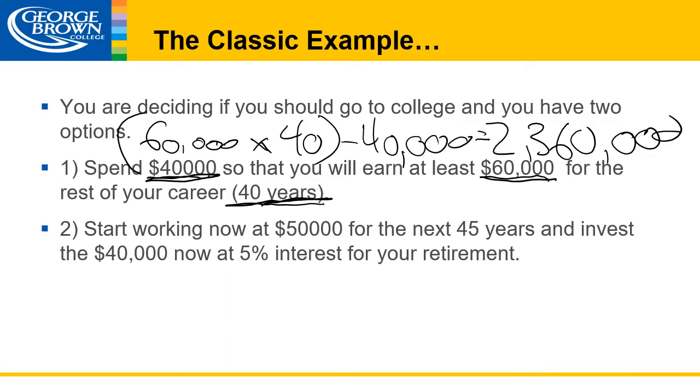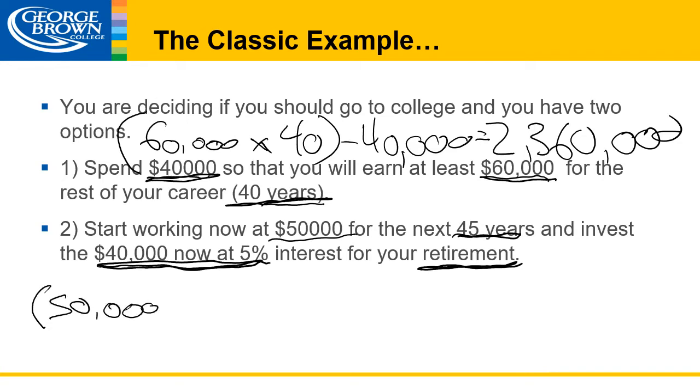However, you have another option. Instead of going to college, you can start work now and make 50 grand a year for the next 45 years, because you're not going to be going to college. And instead of spending that 40 grand on tuition, you can invest that $40,000 now at 5% interest. We'll call that your retirement fund. So the benefit to this is fairly straightforward as well. It's 50 grand multiplied by 45 years, not 40, because we're not in college.